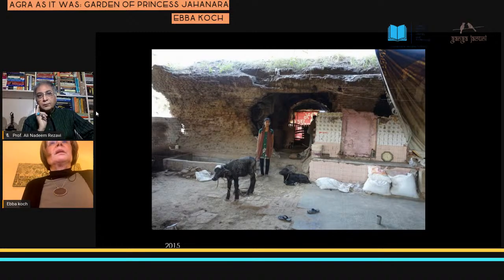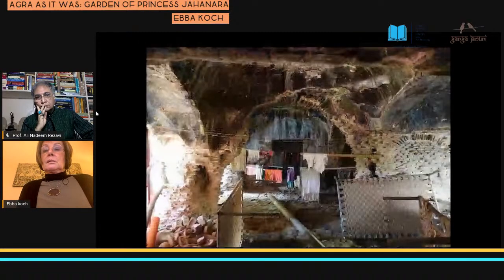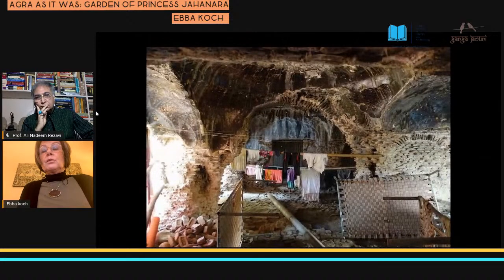The buffaloes are kept in an enclosure attached to the hammam, and the ruined building is patched up in places and serves as a storeroom and to dry laundry. Next slide, please. So the hammam, that's a view into the interior.